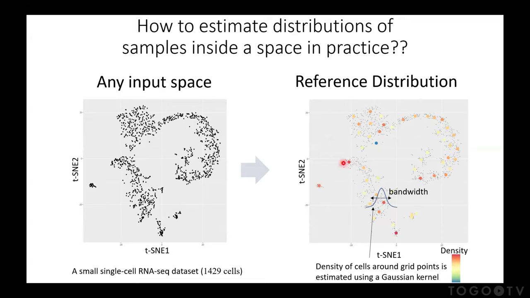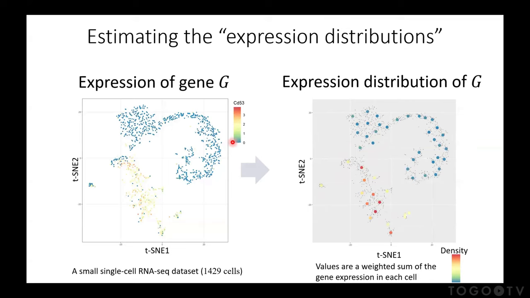So this grid point, for example, would get a high density because there are many cells close to it. And this one would get a very low density because there are very few cells close to it. So by looking at the local density around the grid points, I'm estimating that reference distribution. And then for every gene, I will do something very similar. I'm using the same grid points, but now I'm not just looking at the distance, I'm also looking at the expression level. So the distances are weighted by the expression level in every cell.